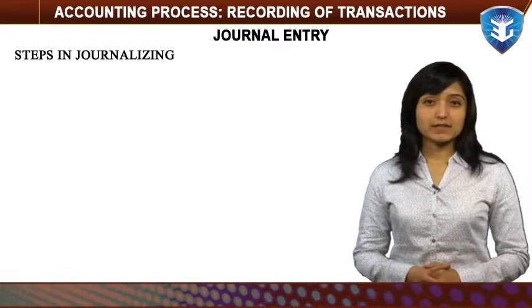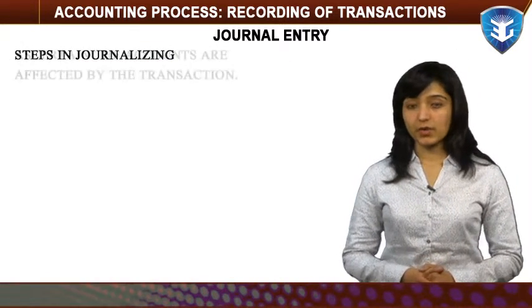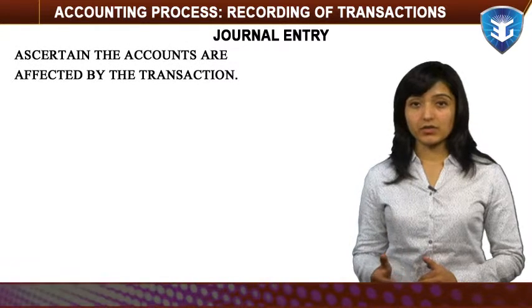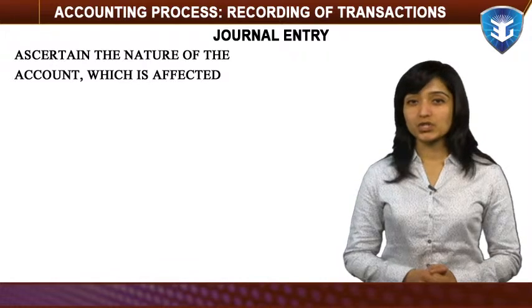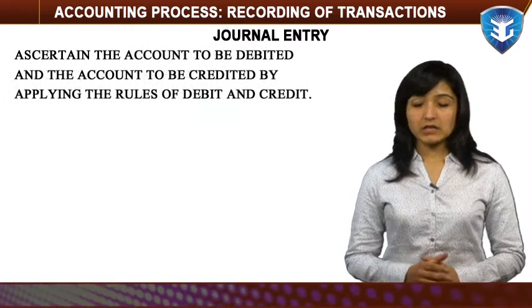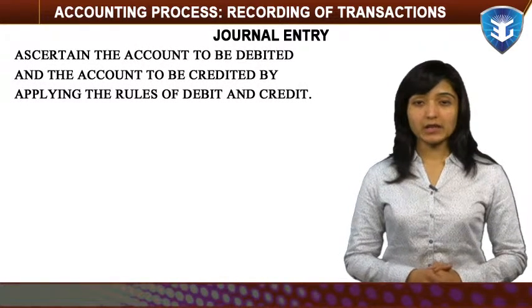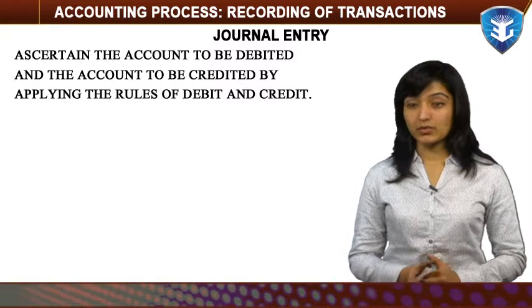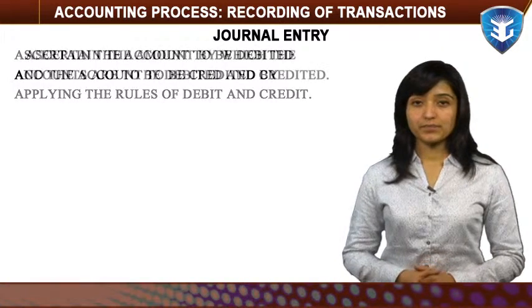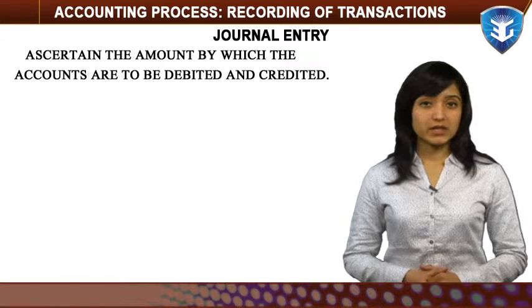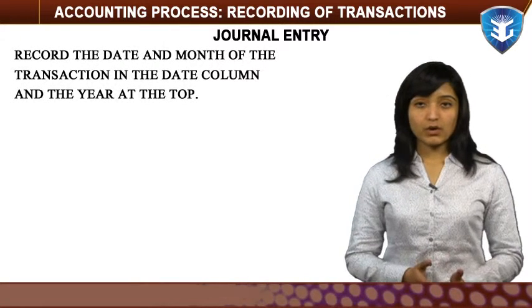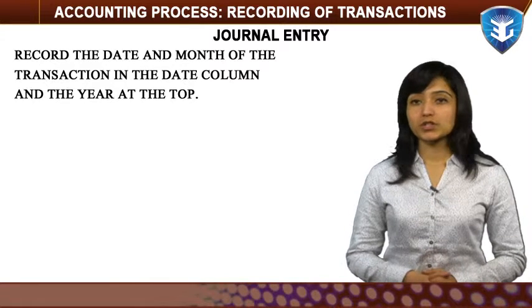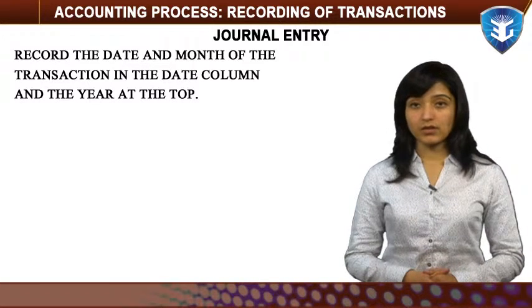Steps in journalizing. The following steps are performed. Ascertain the accounts that are affected by the transaction. Ascertain the nature of the account which is affected. Ascertain the account to be debited and the account to be credited by applying the rules of debit and credit. Ascertain the amount by which the accounts are to be debited and credited. Record the date and month of the transaction in the date column and the year at the top.